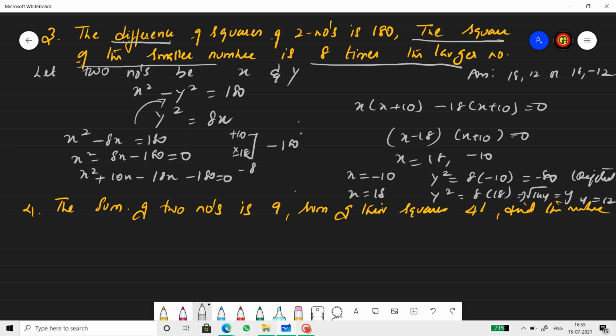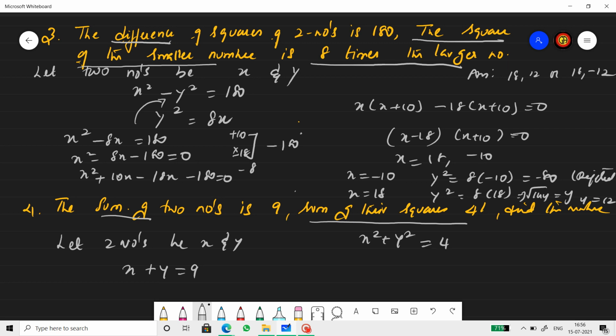Now the fourth one. The sum of two numbers is 9. Sum of their squares is 41. So sum means addition. Let the two numbers be x and y. According to the first line of the question, x plus y equals 9. According to the second line, the sum of their squares, which means square and then add, so x square plus y square equals 41.